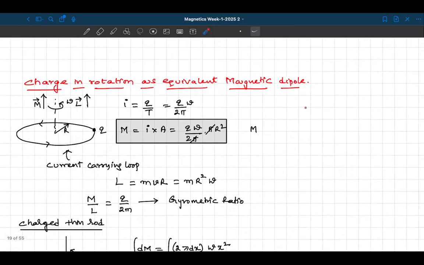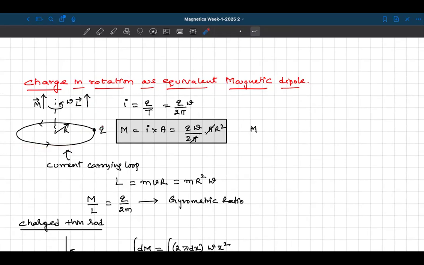Okay, now how will you get a dipole? That is the first question. You have a current carrying loop, fine. Is this the only source? No. A moving charge, a circulating charge, is also equivalent to a magnetic dipole. That we will work on. How? For example, you have a charge Q. Now this is moving in a circular path like this. This is equivalent to a dipole, actually.